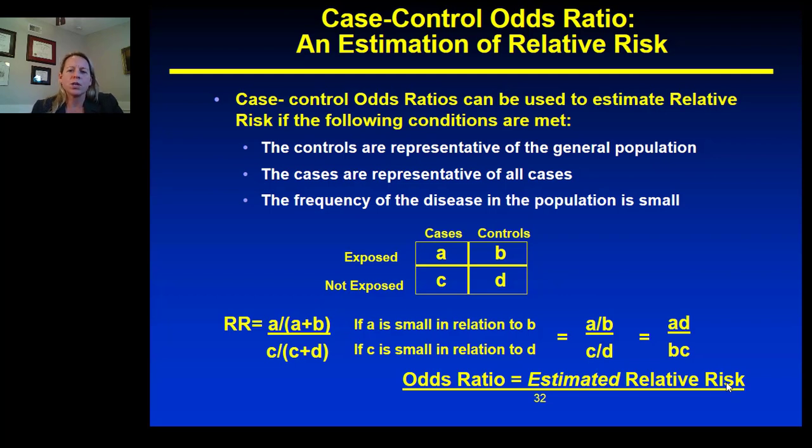So a case control odds ratio can be used to estimate a relative risk only if the following conditions are met. The first two conditions are fundamentally conditions that I think would be germane to any good case control study, and I've discussed these already. It's really this third condition that is important: if the frequency of disease in the population is viewed as small or rare, then we can generally estimate a relative risk given an odds ratio. And I'll go through an example of that shortly.